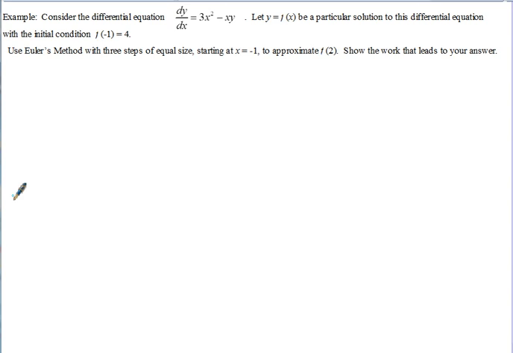Take a look at another one here. It says, consider the differential equation dy/dx equals 3x squared minus xy. Let y equals f of x be a particular solution to the differential equation with the initial condition f of -1 equals 4. Use Euler's method with 3 steps of equal size, starting at x equals -1, to approximate f of 2. We're starting at x equals -1. Here's the point (-1, 4). So that's the point we're starting with.